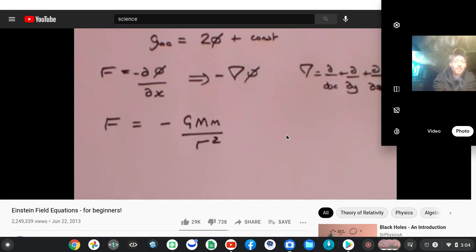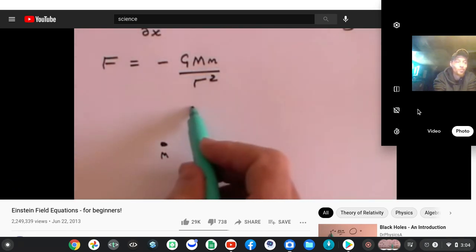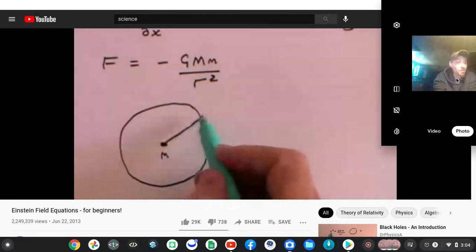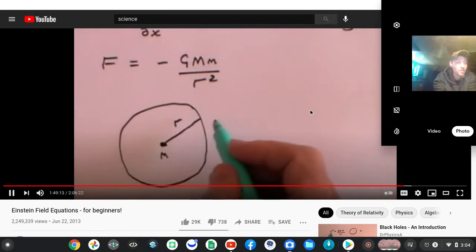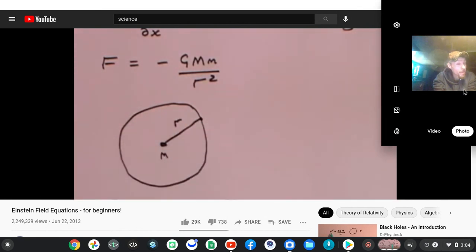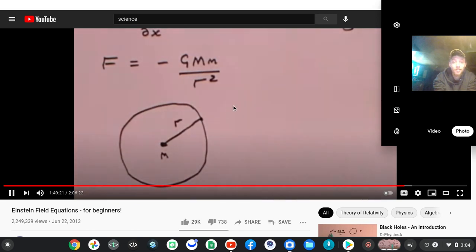So let's consider an object of mass m, and let's consider a distance r from that mass. Taking that, we ask ourselves the question: what is the force acting on a unit mass placed a distance r from m?